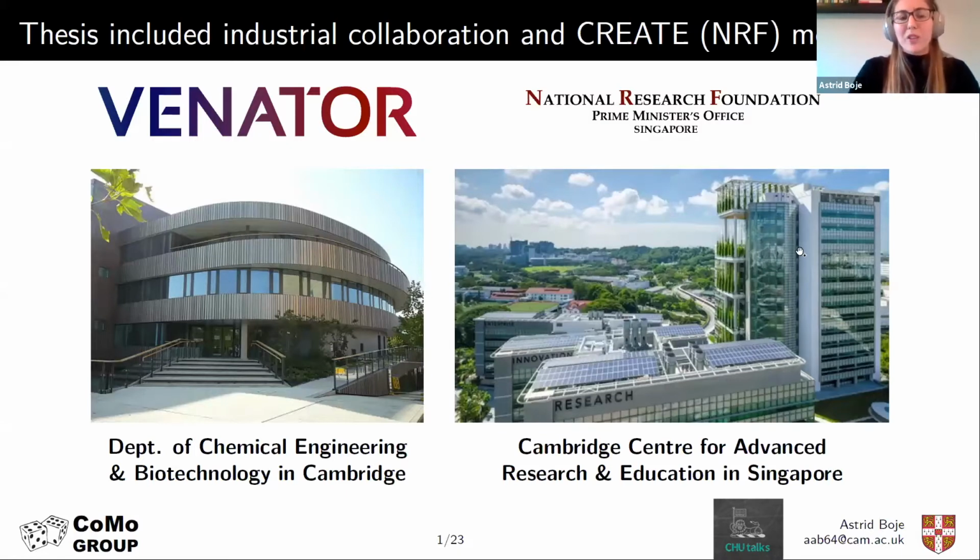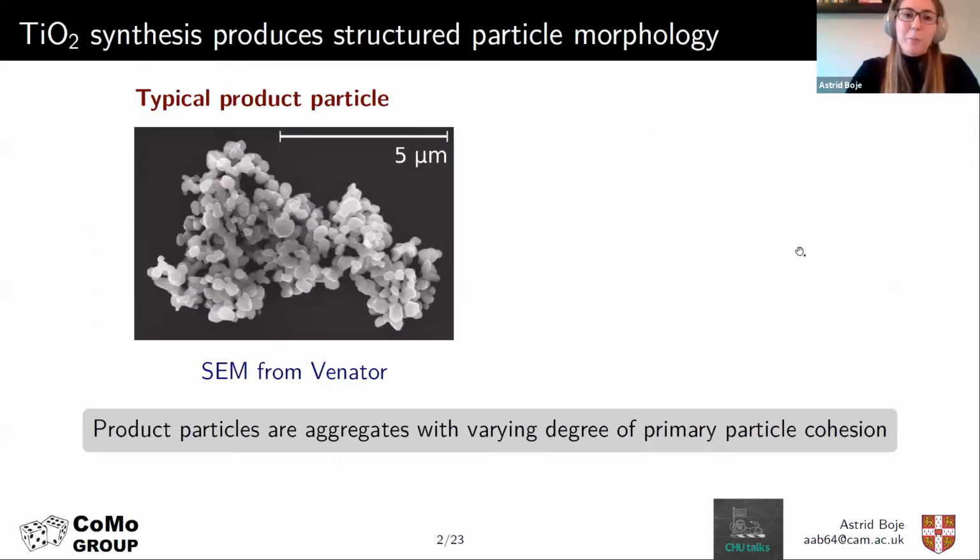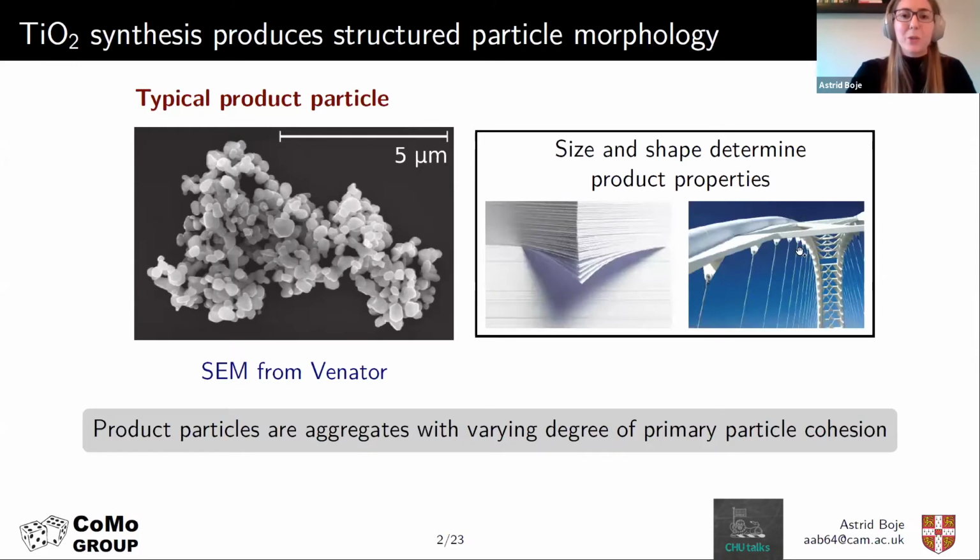So I thought I would start with some motivation. And I just wanted to highlight, this is the kind of particle that's produced in the titania process. This is a raw product particle. And it's obviously this very complicated structure that is comprised of multiple aggregates of multiple primary particles that are connected together with varying degrees of cohesion. And this is really important because it has implications for the size and for the properties of the product particles that are used to make the pigments.